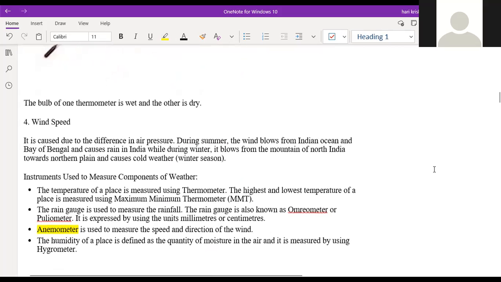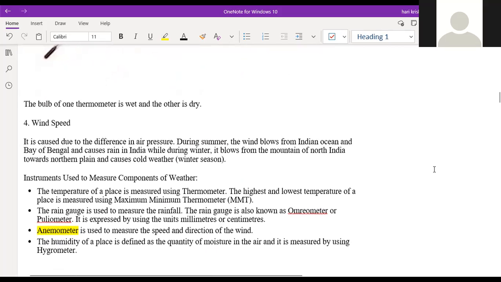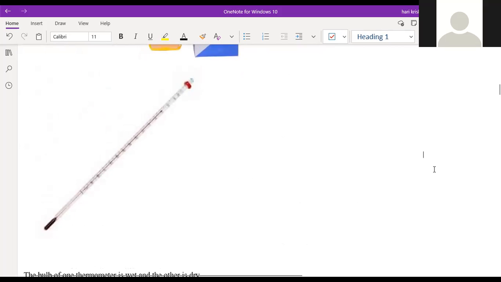And the last one is the wind speed. What is the importance of wind speed? First, what is the wind? Sir, it's the horizontal movement of air from one place to another. What is the main reason for the movement of air from one place to other place?